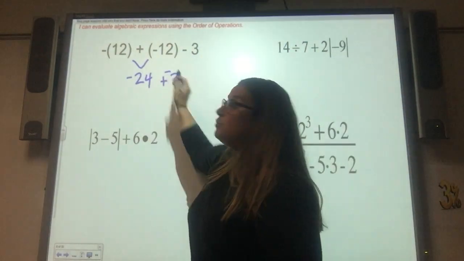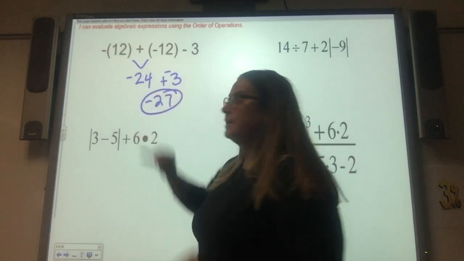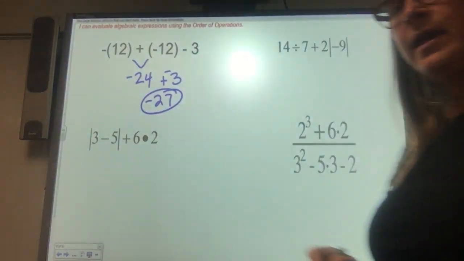Excuse me. So negative 24 plus negative 3 is negative 27. And there's my answer, okay?